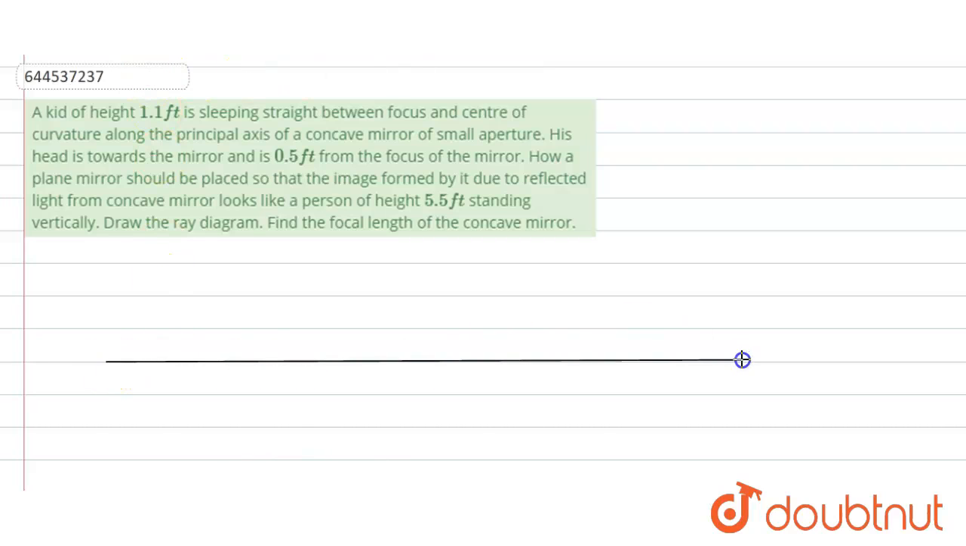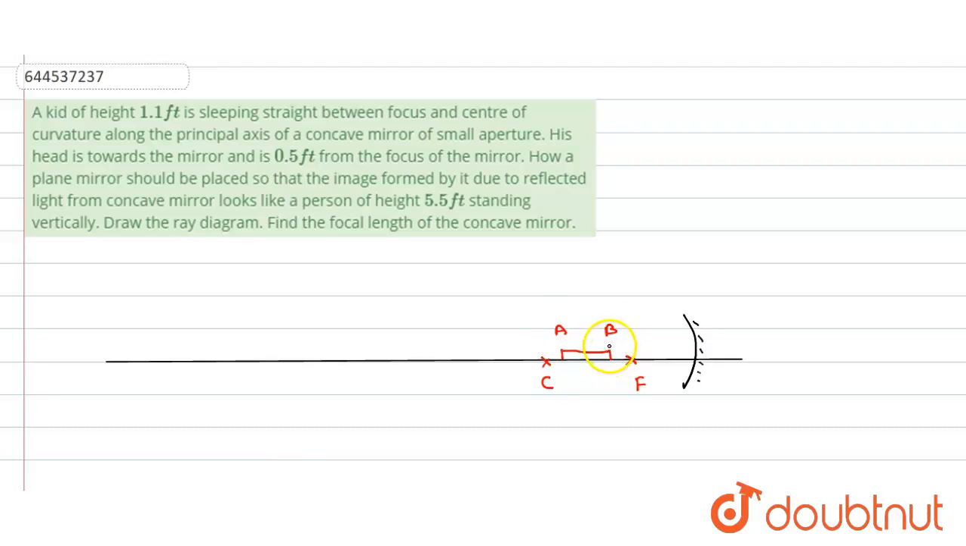Let's say this is our situation. We have a concave mirror, likewise here. Let's say this is our focus, and this would be our center of curvature. So this is our C, this is our F. Now our object is lying here, that means the kid is lying here. Let's say this end, which is his head, is B, and this end, which is his leg, is A.